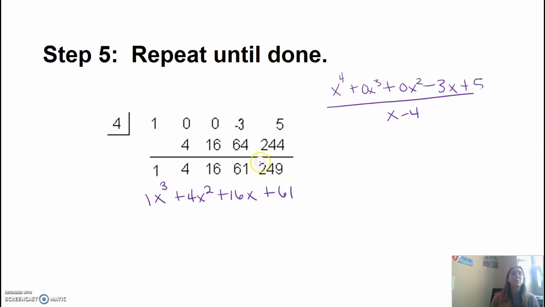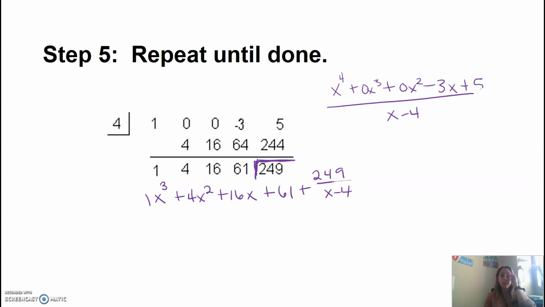And then we have this remainder, this little box right here. This is our remainder. Because it's positive, we're going to put a plus. We're going to do 249 over what we were dividing, x minus 4. And that is our final answer.